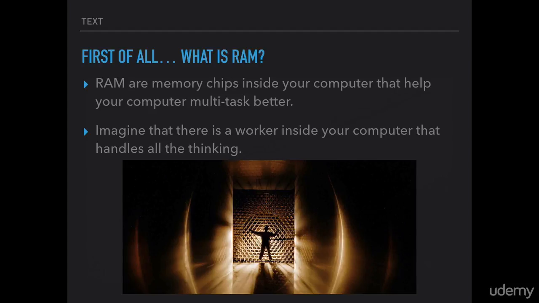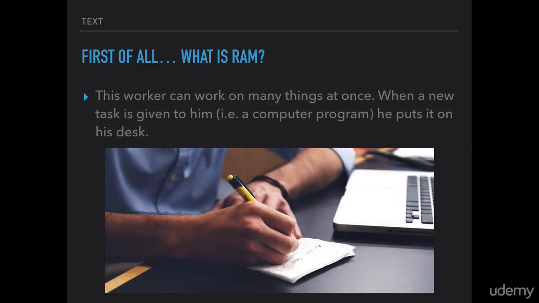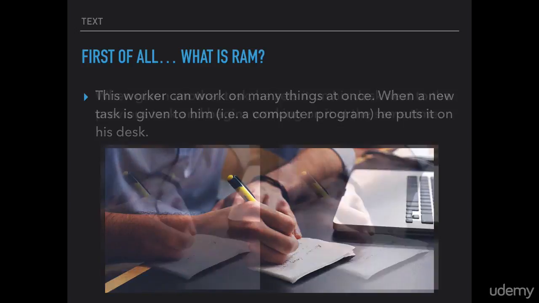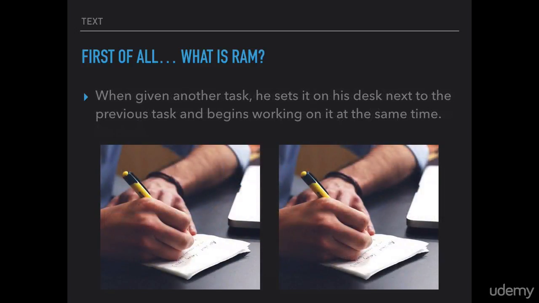And to explain this, I have a bit of an object lesson. Imagine that there is a worker inside your computer that handles all the thinking, all of the processes. This worker can work on many things at once, and when a new task is given to him, like a computer program, he puts it on his desk. When given another task, he sets it on his desk next to the previous task and begins working on that one at the same time.